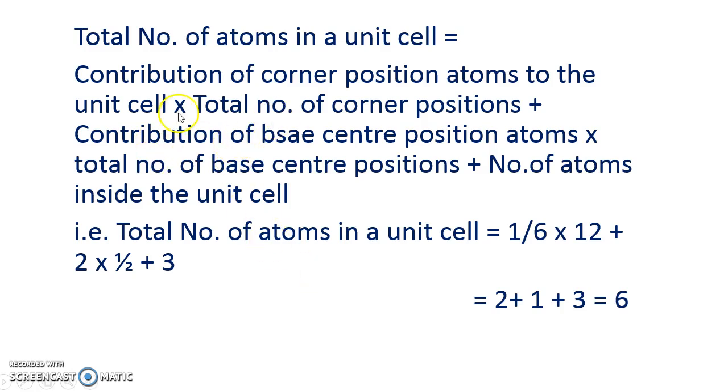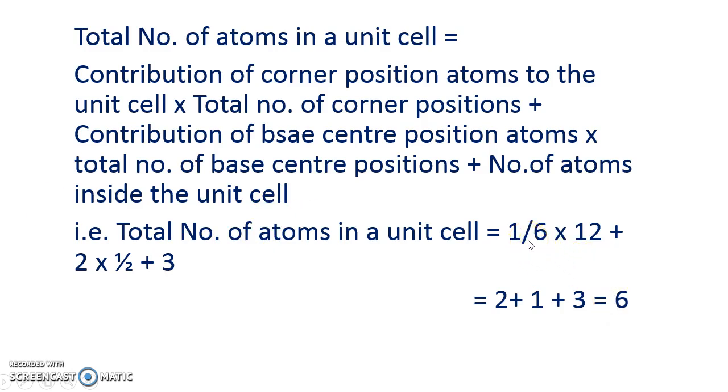So let us see how to calculate the total number of atoms in a unit cell. We'll write the formula: total number of atoms in a unit cell equals contribution of corner position atoms to the unit cell multiplied by total number of corner positions, plus contribution of base center position atoms multiplied by total number of base center positions, plus number of atoms inside the unit cell.